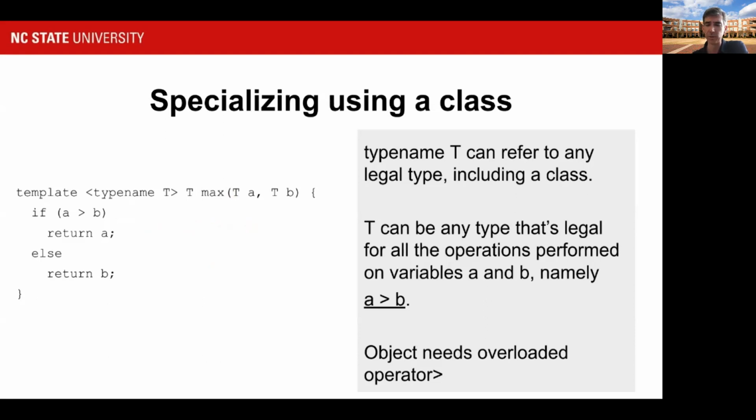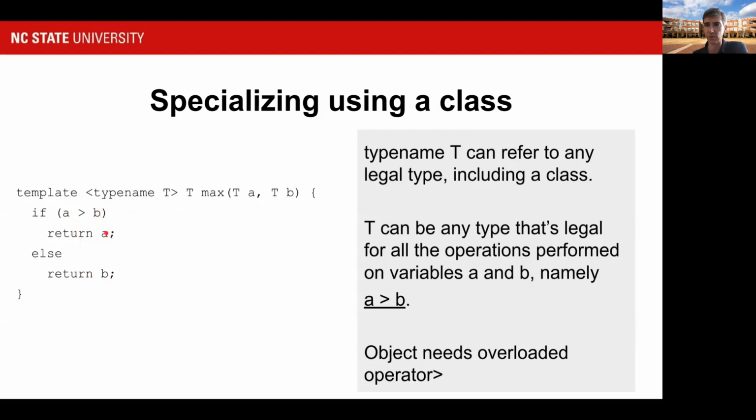The only thing we have to be worried about is whether all the code in this function is compatible with whatever class we pass in. And if we look carefully, we would say, well, if I'm returning an object of that class, then I need to be able to copy it. So it had better have a copy constructor that's available for use. But another thing we'll notice is that I need to be able to do a greater than comparison. A greater than B needs to be legal on the type that we specialize for, which means if it's a class, it needs to have an overloaded greater than operator. And if it has that overloaded operator, then this will work.